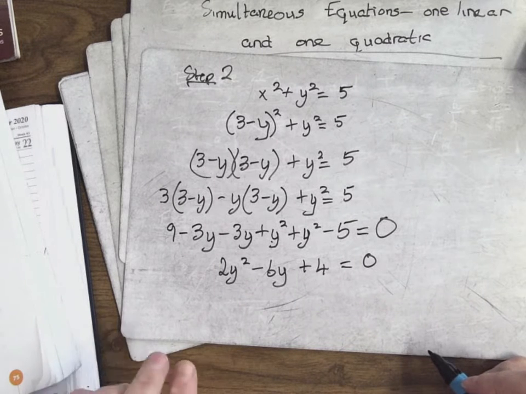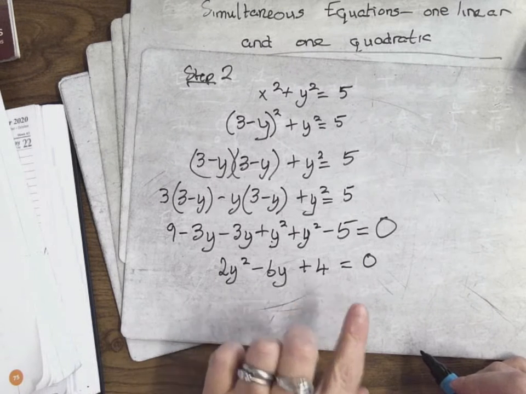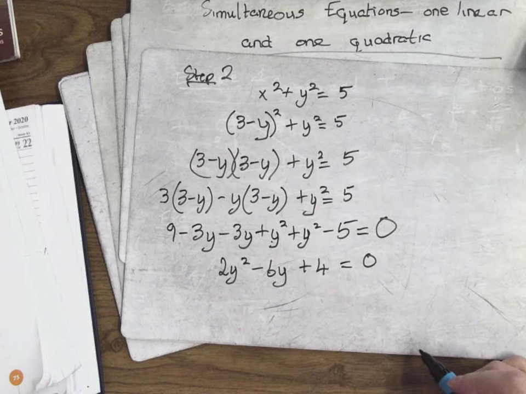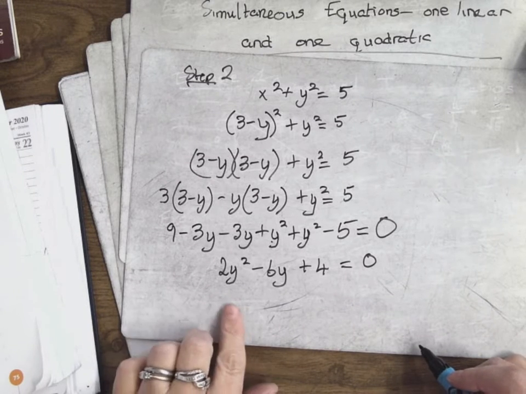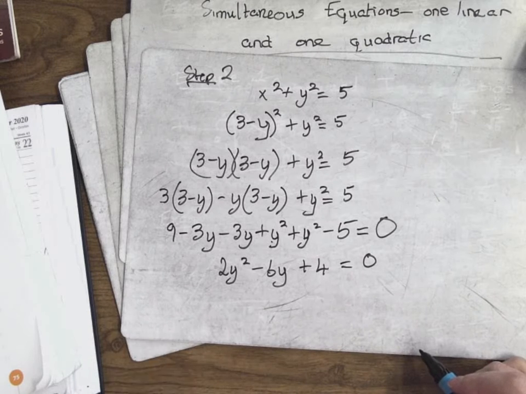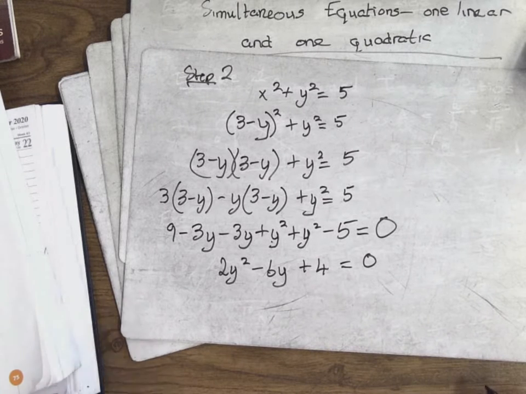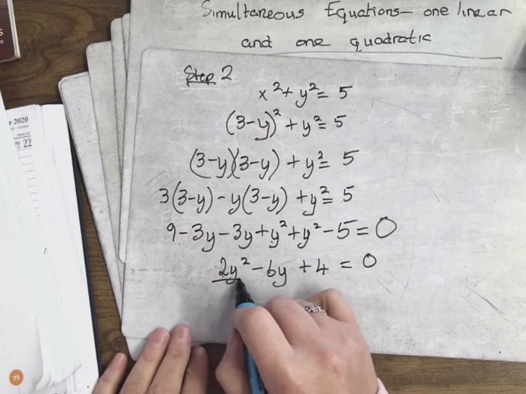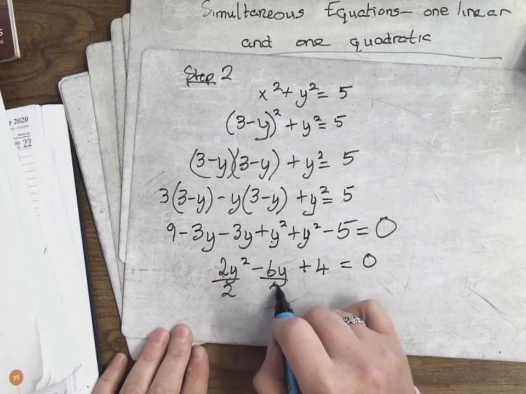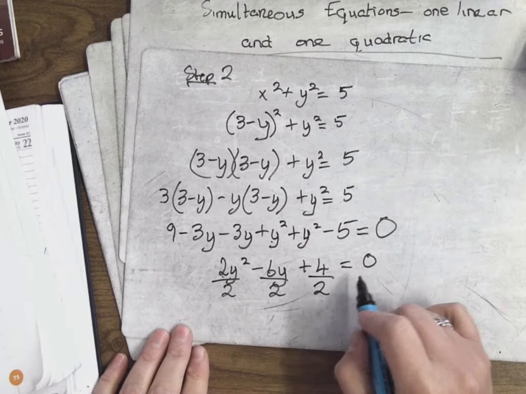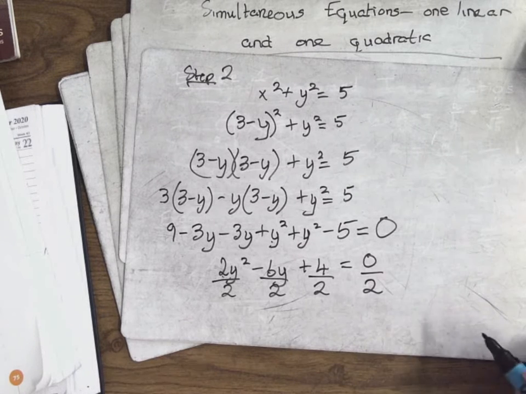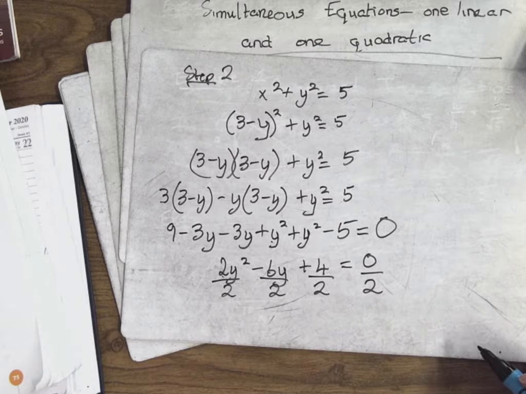Now, I'll be doing my 2 sets of brackets and finding the factors. But I noticed that every single term here divides by 2, doesn't it? So I could make life a whole lot easier for myself by dividing everything by 2. Remember, you can do whatever you want to an equation as long as you do it to the whole line. So I'm going to divide by 2, divide by 2, divide by 2, divide by 2.